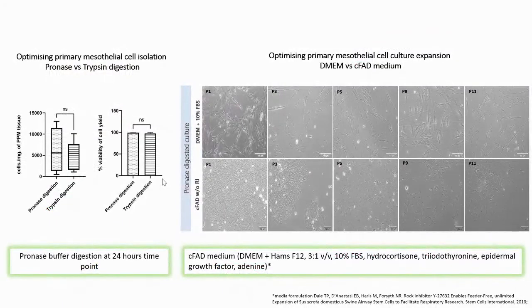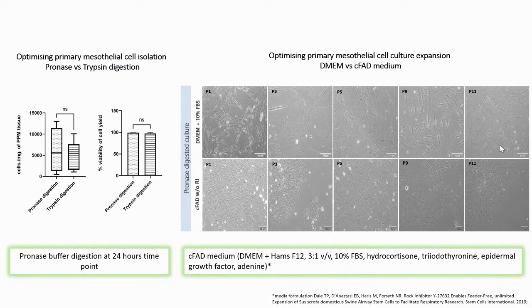So what we came down to is that pronase digested cell suspension cultures at 24 hours consistently gave us a mesothelial-like cell population, with the cells assuming a cobblestone morphology more reflective of the phenotype you're looking for, as opposed to trypsin digested cultures that categorically generated a fibroblastic population. There's a similar trend as far as cell culture medium was concerned, where DMEM gave us a more fibroblastic appearance of cells consistently, as opposed to CFAD that gave us the cobblestone appearance that we were looking for. So we have narrowed down our isolation strategy to using pronase digestion and culturing them in CFAD media without ROCK inhibitor initially.